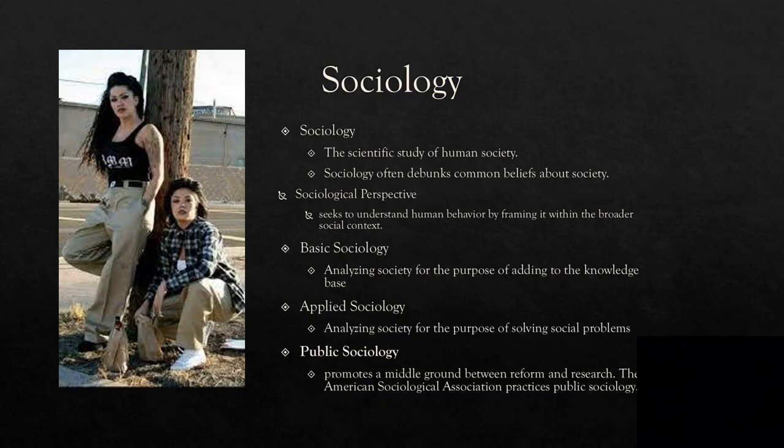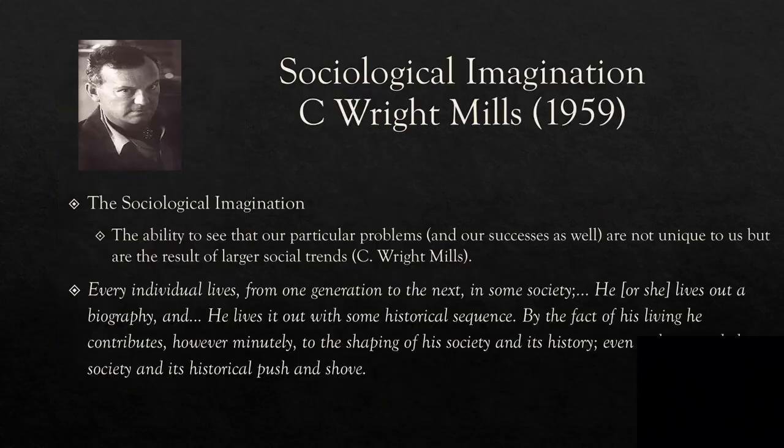Okay, so let's get to the next slide. So this is C. Wright Mills, also the person you saw in the very first picture on the motorcycle. Was kind of a famous one of him. And he's the person responsible for sociological imagination. A very simple kind of one sentence definition of that is the ability to see our particular problems and our successes as well are not unique to us, but are the result of larger social trends.